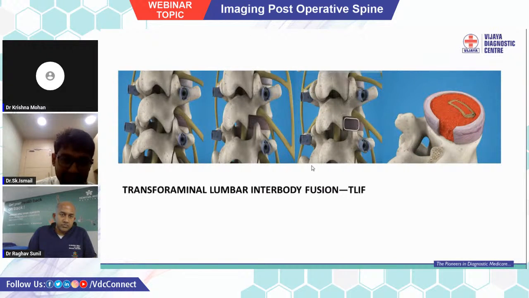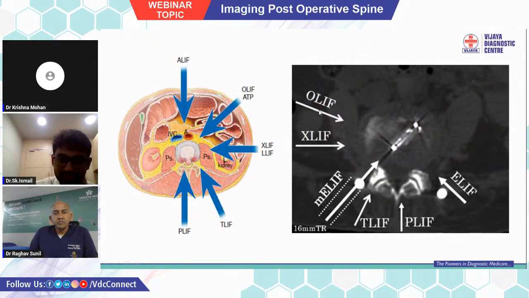And transforaminal lumbar interbody fusion is a variant of posterior interbody fusion, where there is a posterolateral approach with facetectomy, and the steps are similar. Where part of the annulus is removed, an interbody disc spacer is placed, and then again posterior fixation is done. This diagram shows the various modes of approach for the lumbar spine, from oblique, lateral, extreme lateral, and this extraforaminal lumbar interbody fusion. This is commonly used for microscopic surgeries, and posterior lumbar interbody fusion.